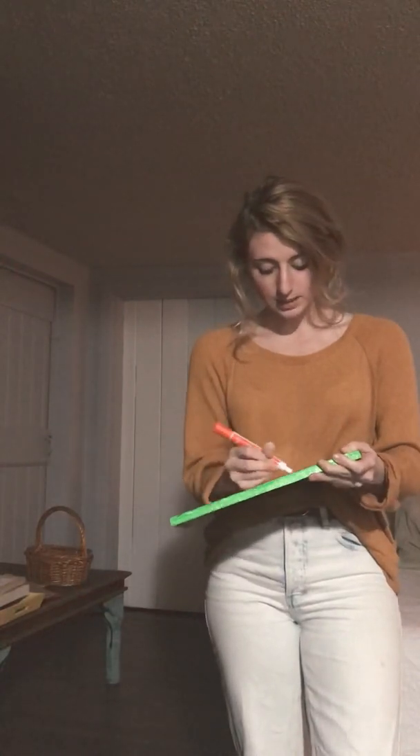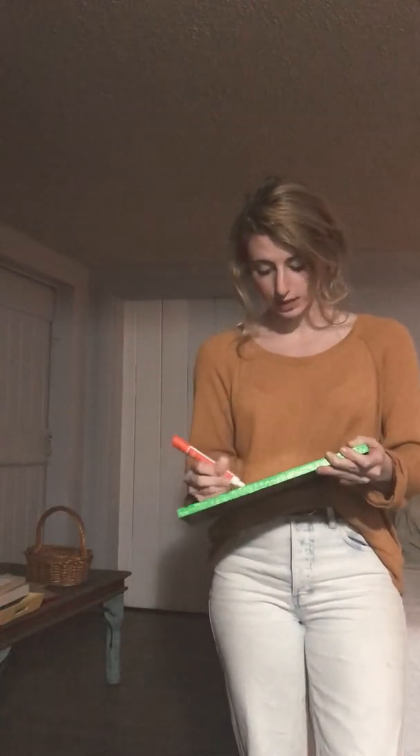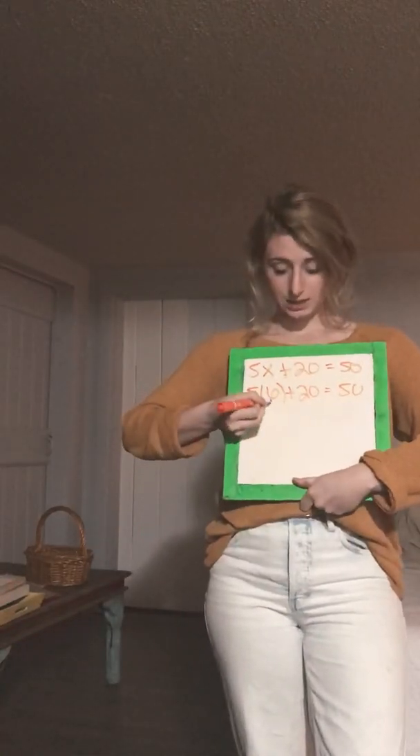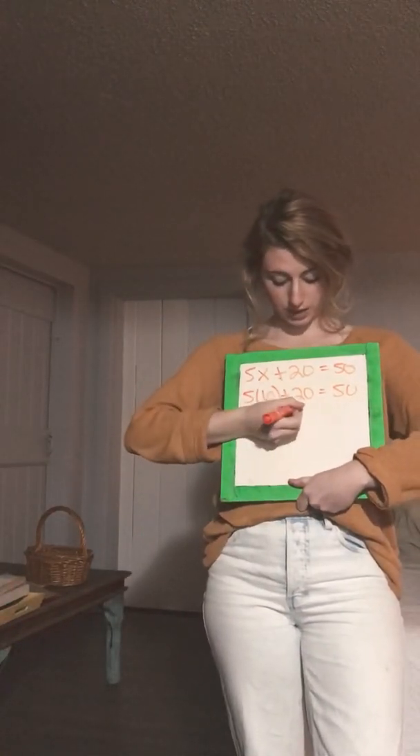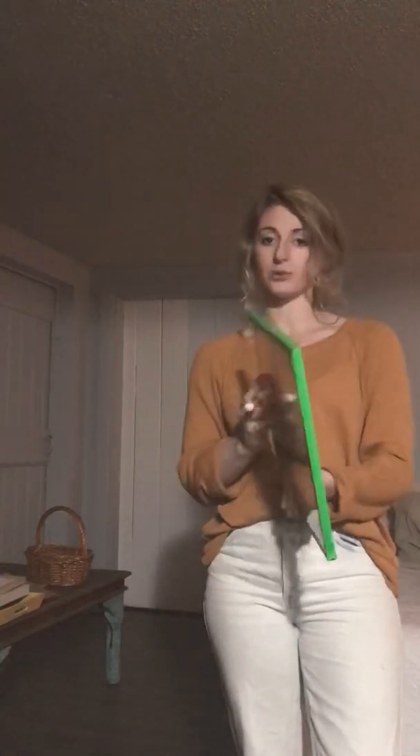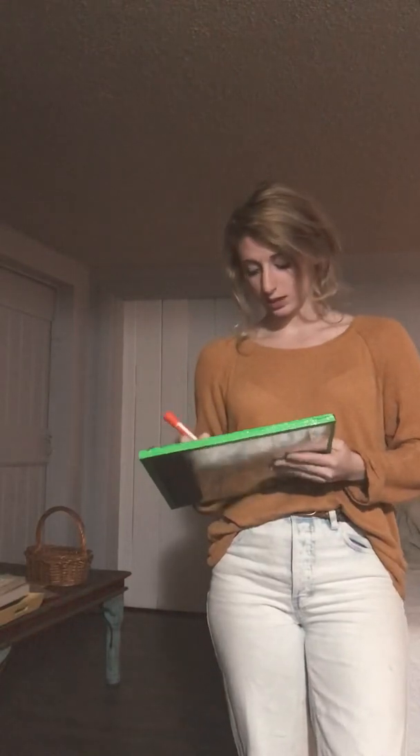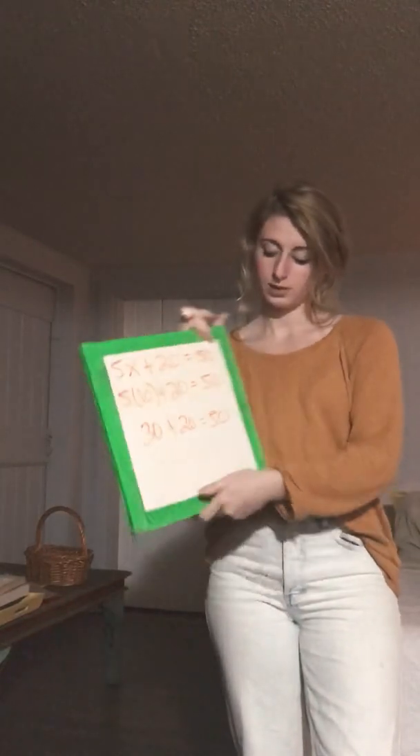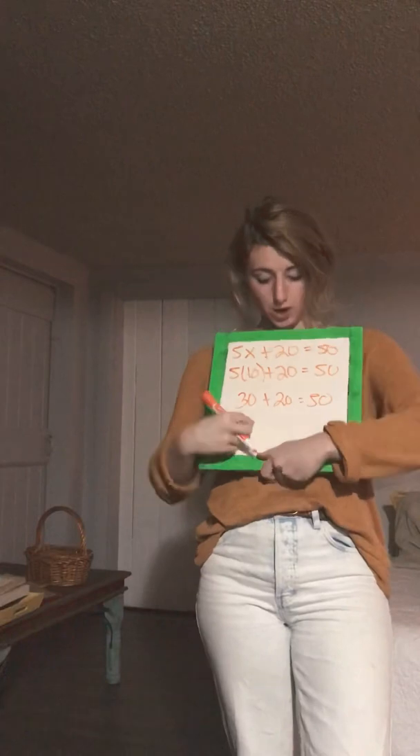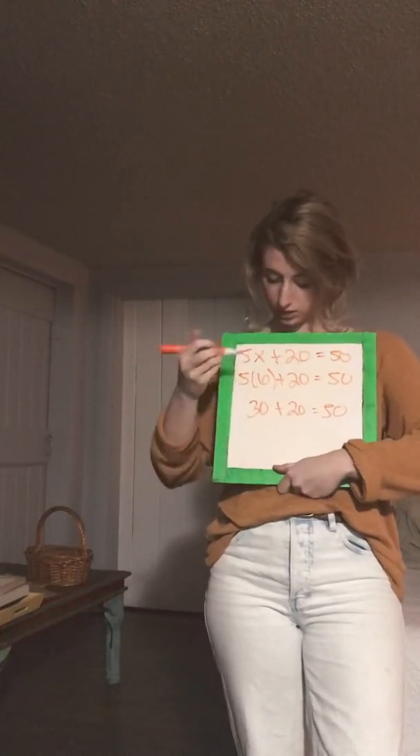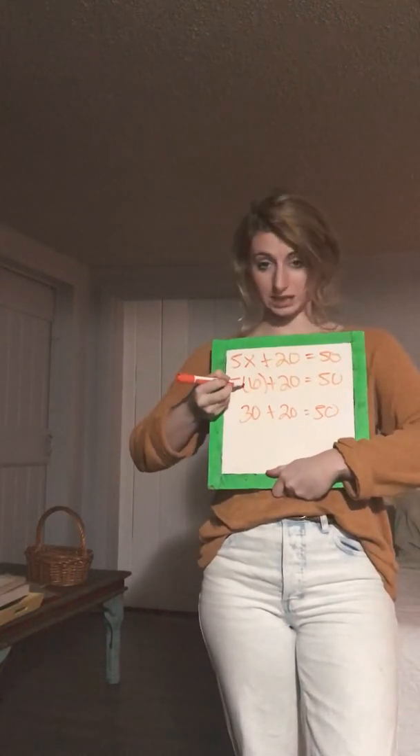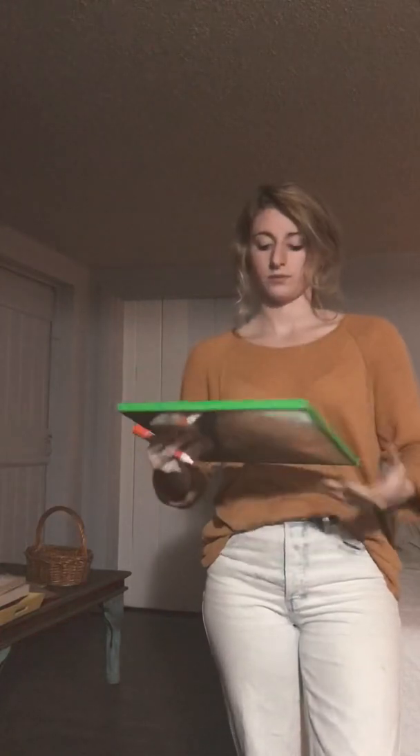And now we're going to put our 6 in. 5 times 6 plus 20 equals 50. So 5 times 6 is 30. 30 plus 20 equals 50. And I'll write that out. 30 plus 20 equals 50. And if you add 20 to 30, you do know that it equals 50. So x equaling 6 is correct.